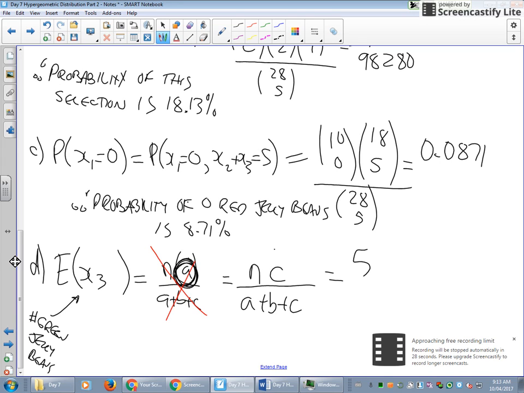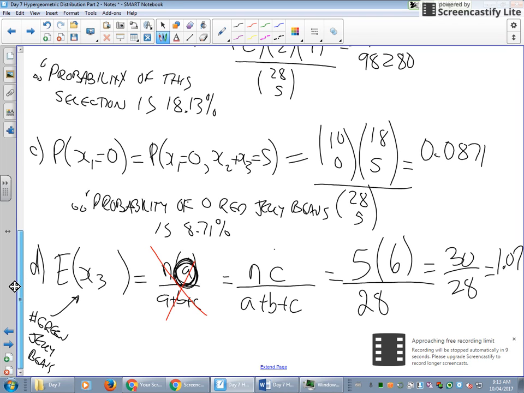We're drawing 5 times, and there are a total of 6 green beans, and we've got a total of 28 jelly beans in total. So that's 30 over 28, which is 1.07. So we would expect to get 1.07 green beans.